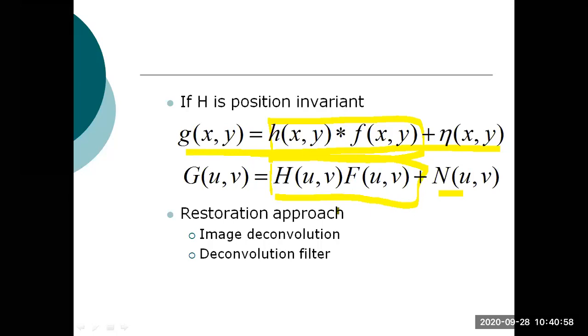So the next step is our restoration step. What is restoration? We have to remove this degradation function, which is called deconvolution. Deconvolution filter. As per our noise model, we have to use the reverse of this H. If you use the reverse of this H, you will get a restored image.